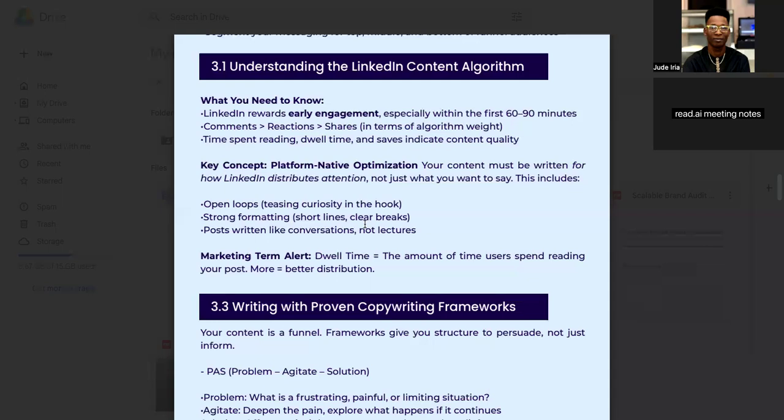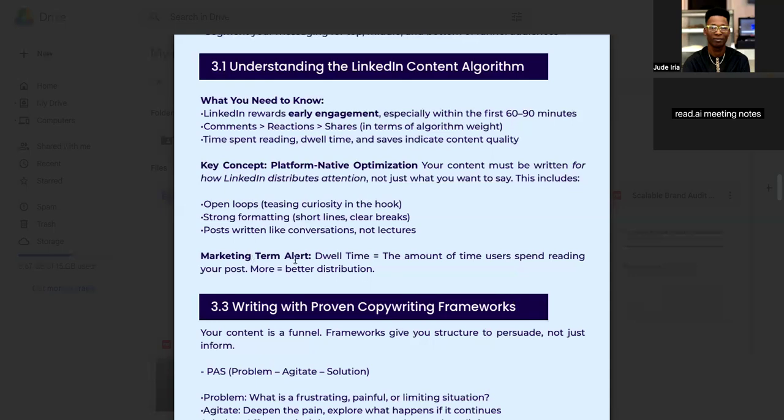Then you also want to make the post, the content you are posting, conversational, something they can easily relate to. You also have to prioritize using CTAs, because it's not just about posting. You have to direct them to something after you hook them, something they have to do.